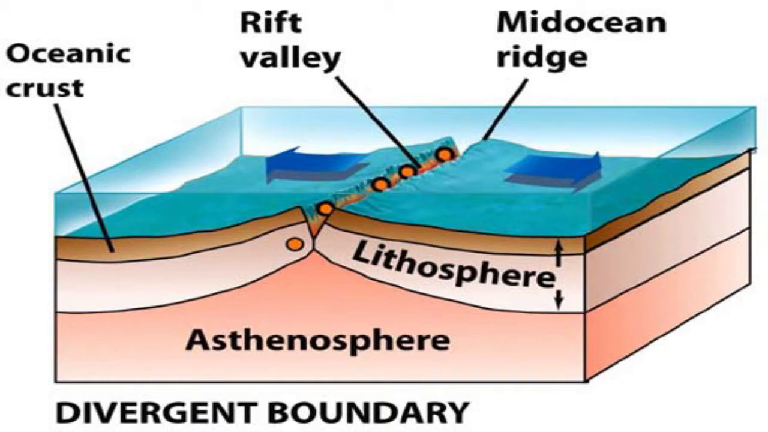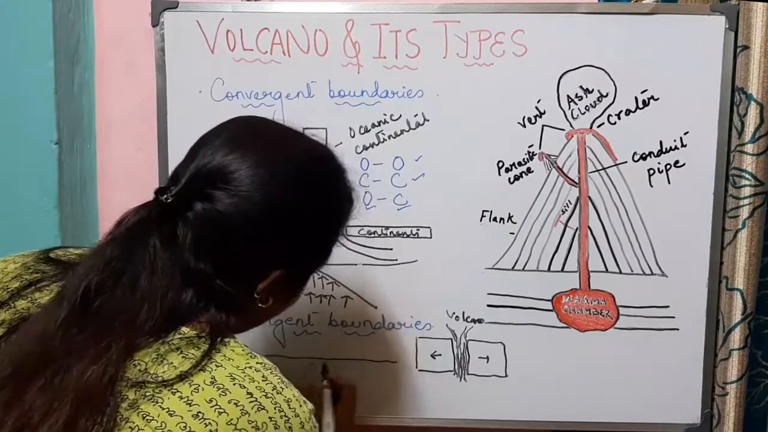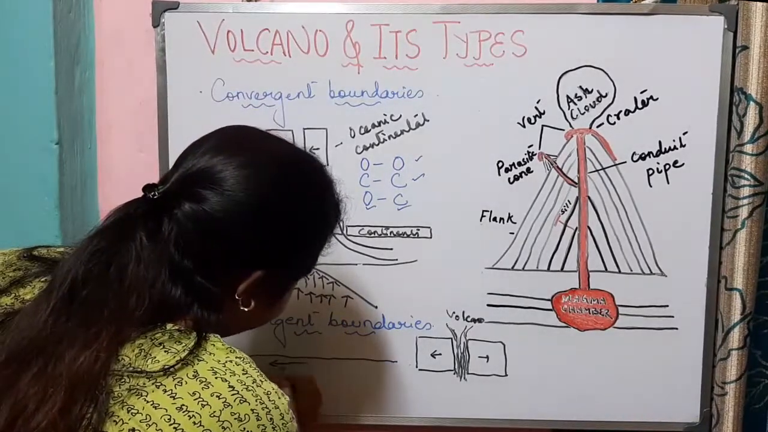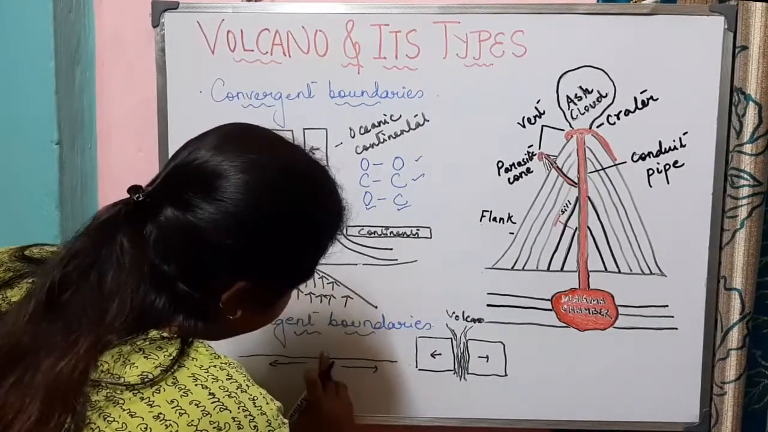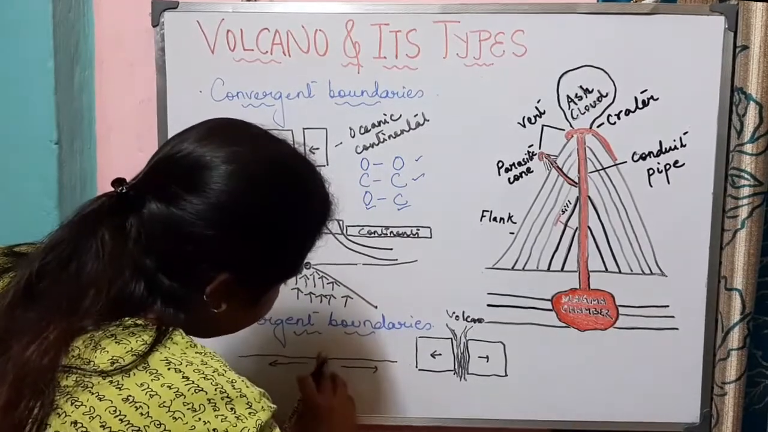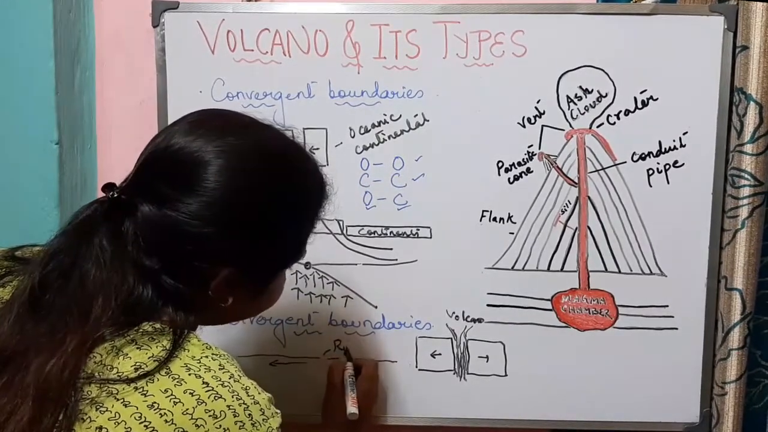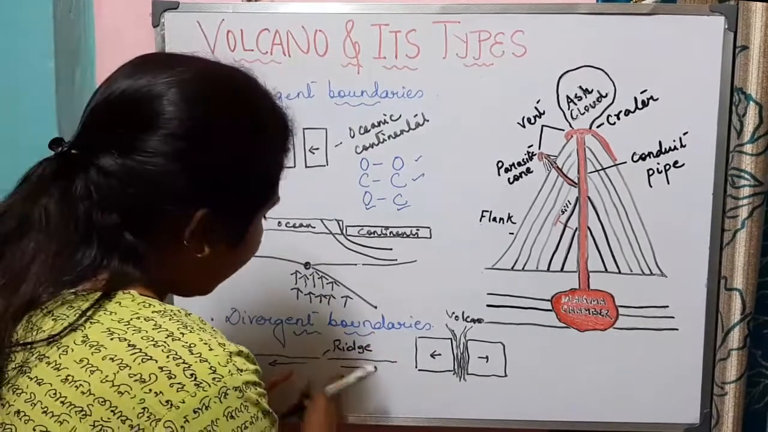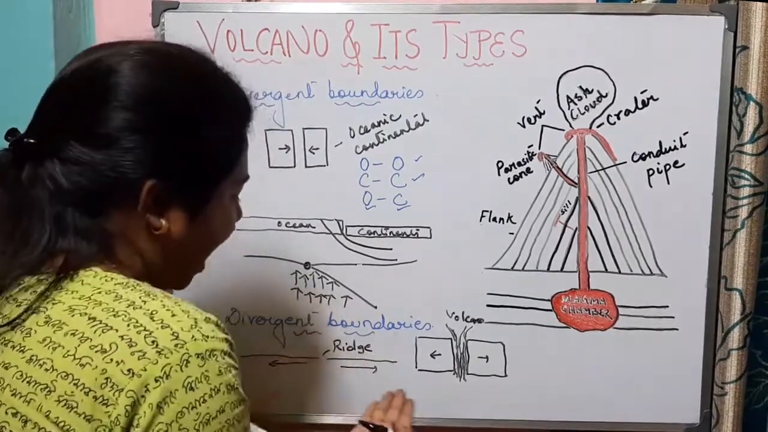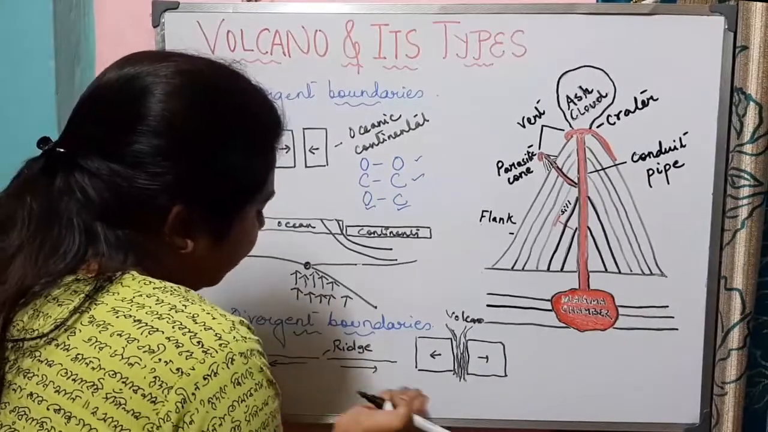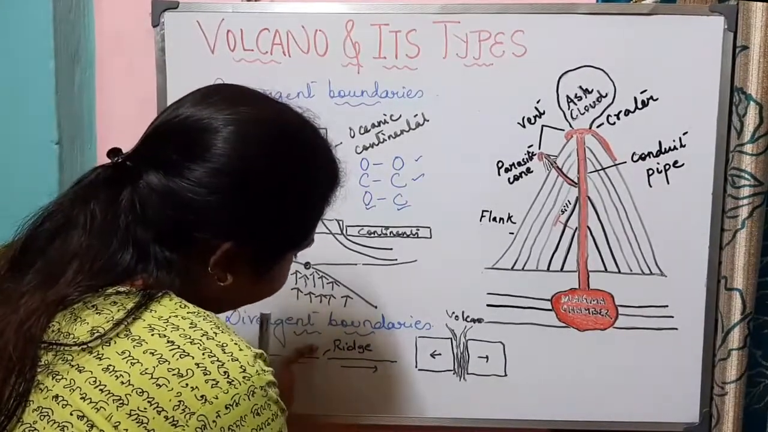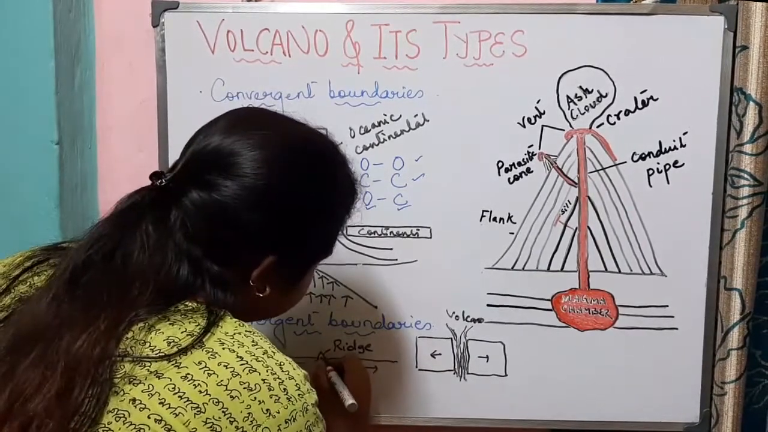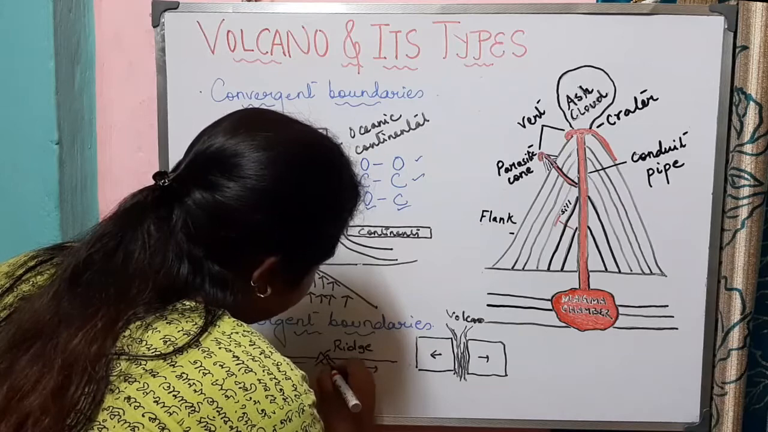Now, under the ocean, when the divergent plates move, what will happen? It will lead to a break, and that is referred to as a ridge. A break or a crack is referred to as a ridge. Why? Because when the plates move away from each other, a crack will occur, and this crack is referred to as a ridge. And here in the ridge, mountains will be formed that are called volcanic mountains.